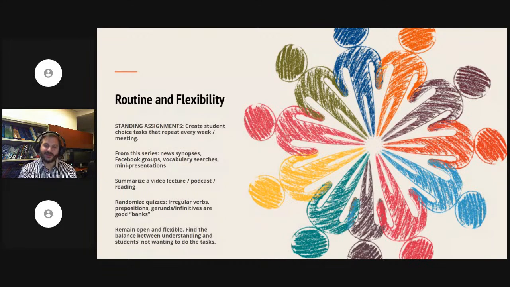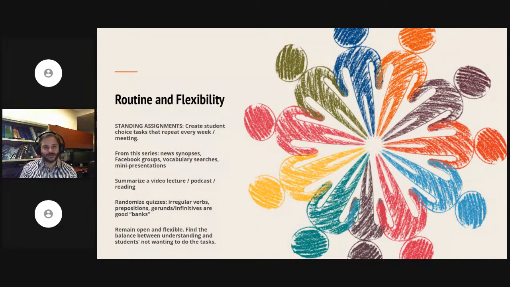Students can feel very disconnected when they don't know what to do. They feel like they don't constantly get the updates that the other students do. And so we want to give them tasks that they can always work on so they feel like they're progressing, and they are progressing and practicing. But we also have to find the balance between understanding what the students are going through, but also students not wanting to do the tasks.